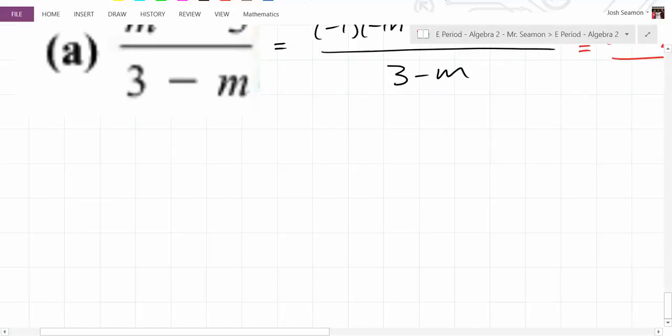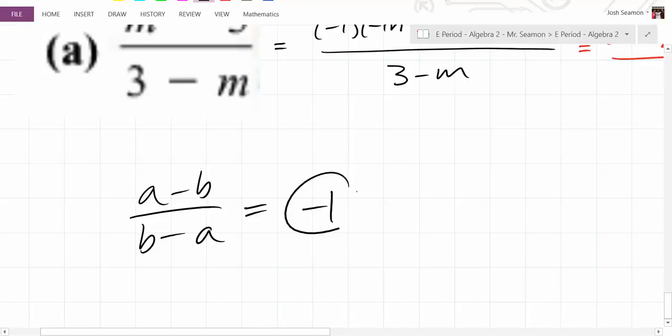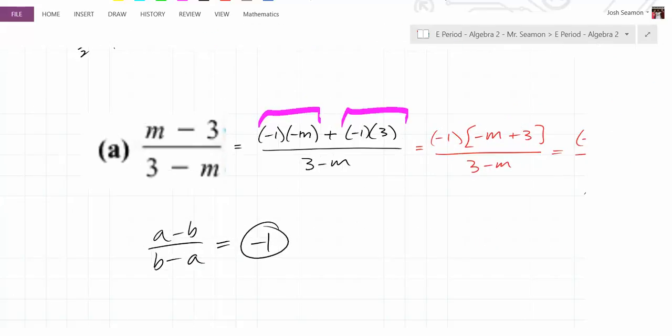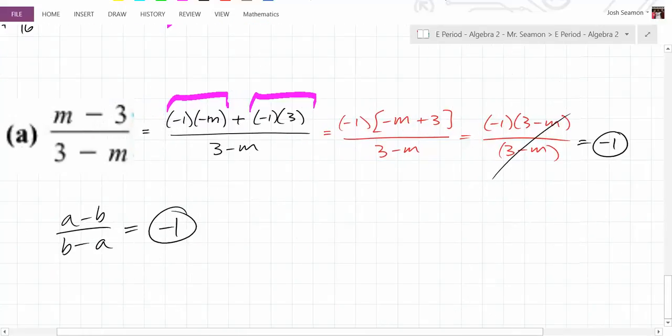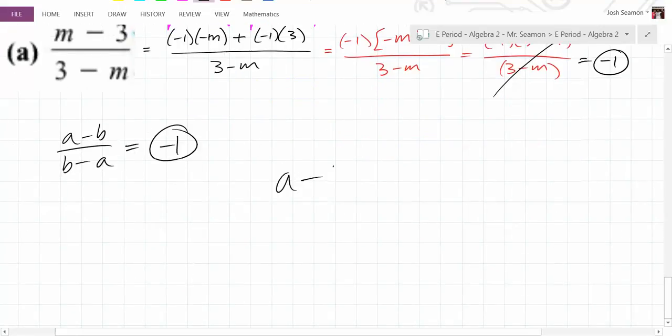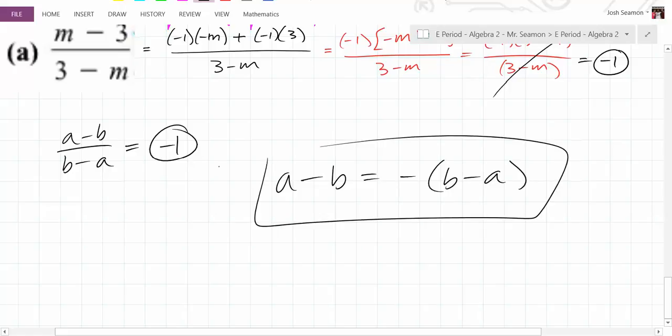So what this means, a minus b over b minus a, what does that always equal? Negative 1. That always equals negative 1. This is the kind of proof for why. The idea is a minus b is equal to negative (b minus a). That's the truth of the matter right there. That's another way to write it. Just something to remember in your head.